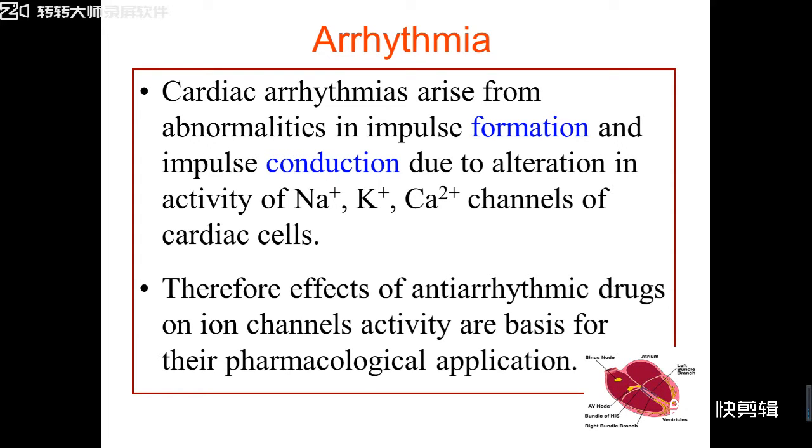Therefore, the effects of antiarrhythmic drugs on ion channel activity are the basis for their pharmacological application. That also means later we will study antiarrhythmic drugs. They are sodium, potassium, and calcium channel blockers.